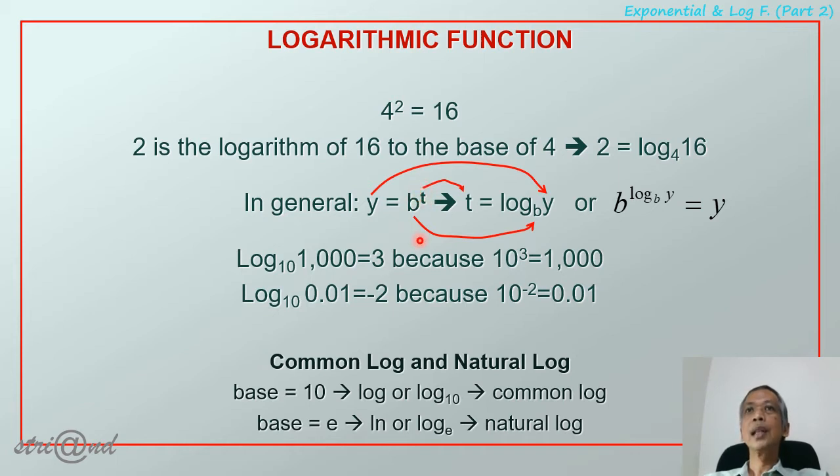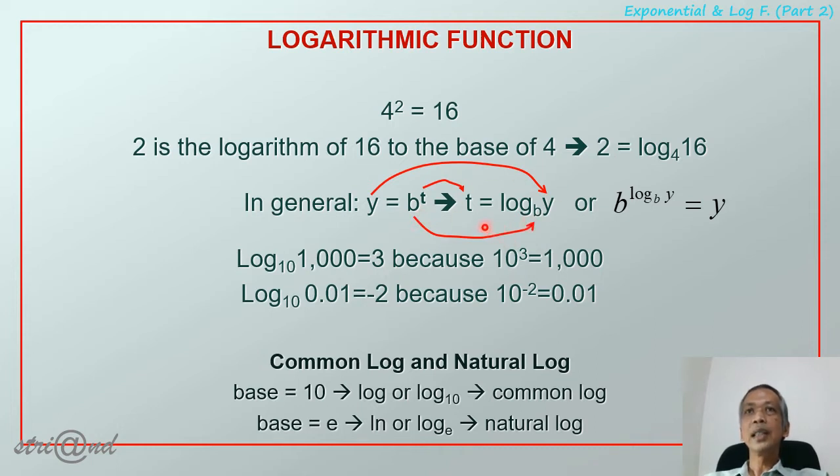So when y equals b to the power of t is expressed in a logarithmic function, it becomes t. The t here is coming from the exponent, from the power here. t is the logarithm of y to the base of b. So the b in the exponential function also serves as the b in the logarithmic function.